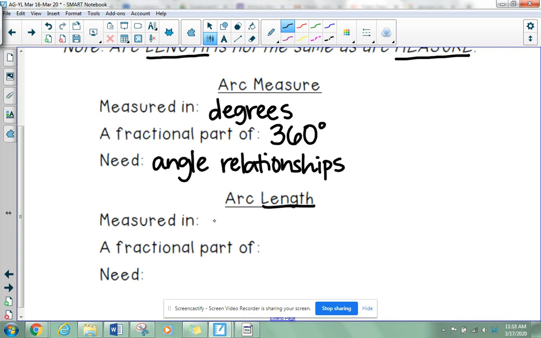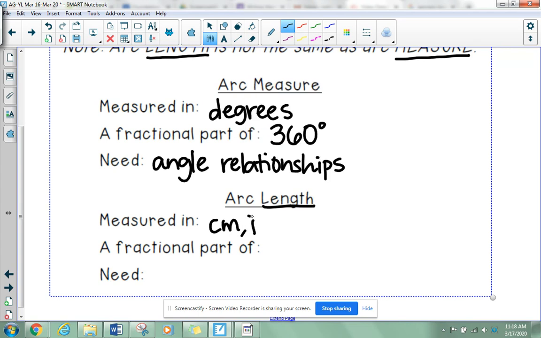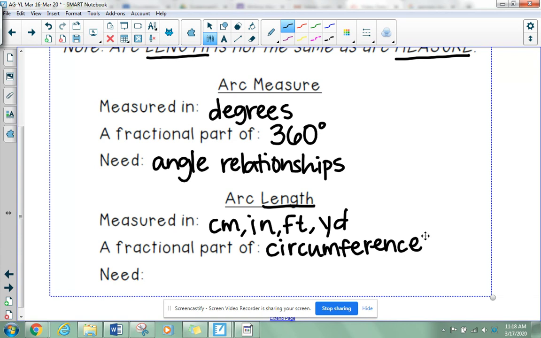Okay, but arc length is going to be different. It's actually going to be measured in units like centimeters or inches or feet or yards. Anything that you could measure length in, you can measure arc length in. It's actually a fractional part of the total circumference. And remember, we talked about the fact that circumference is the distance all the way around the edge of a circle. And so arc length is going to be just a portion of that.